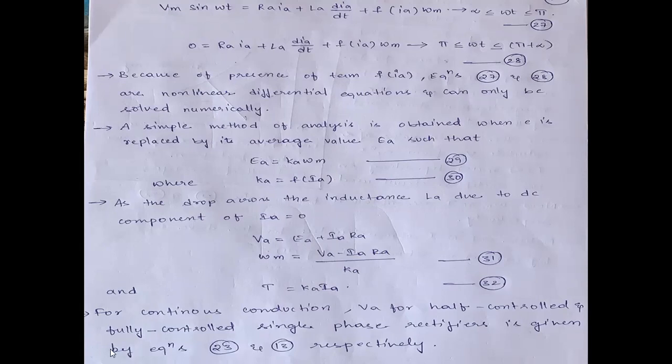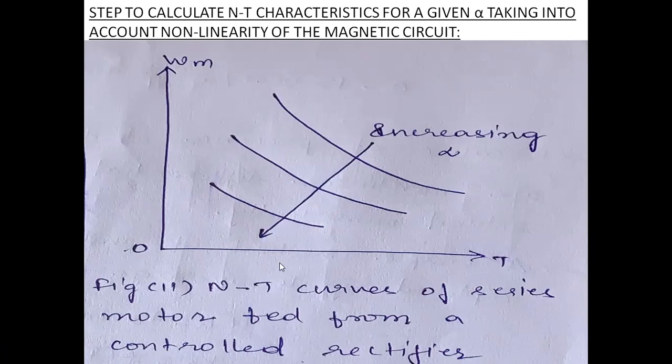Okay, so these are the 4 steps. First we choose the value of IA. Second, the corresponding value of KA should be located. Third, knowing alpha, we calculate VA. And fourth, depending upon the formulas of equations 31 and 32, we calculate omega m and T.